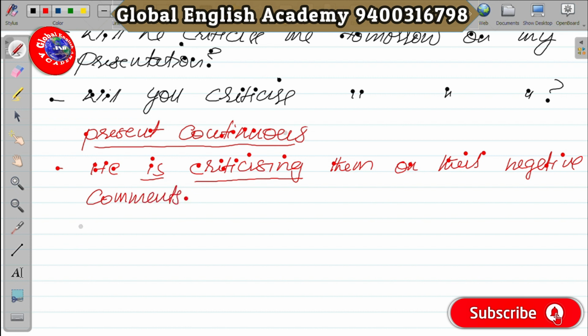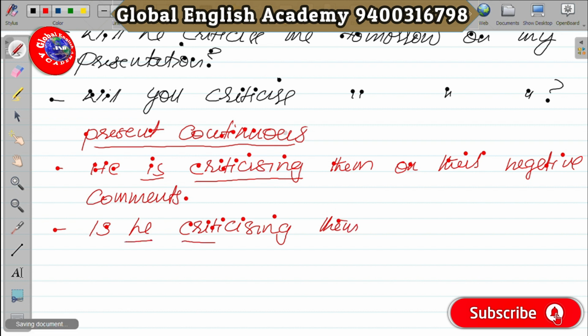He is criticizing them on their negative comments. Naturally, if some people make negative comments, people are going to criticize. How to create a question for that? Is he criticizing them for their negative comments? And you can use question words. Why are they criticizing? Where are they criticizing? You can tell them the place. When are they criticizing? When means now it is happening, so when is not required there.